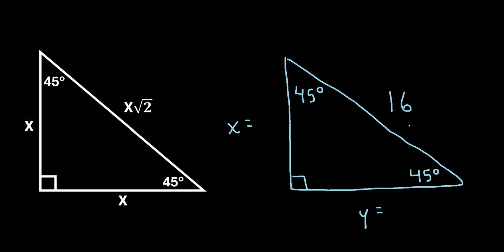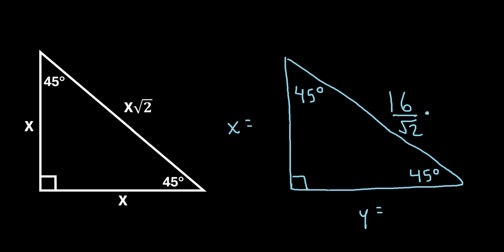All right, let's try another one. Let's say in this example, we're told that the hypotenuse length is 16, and we want to find x and y. So again, to find x and y, these shorter side lengths, we simply need to divide the hypotenuse by the square root of 2. So 16 divided by the square root of 2, this technically is our final answer, but we usually like to rationalize the denominator, which means get rid of that square root in the denominator.